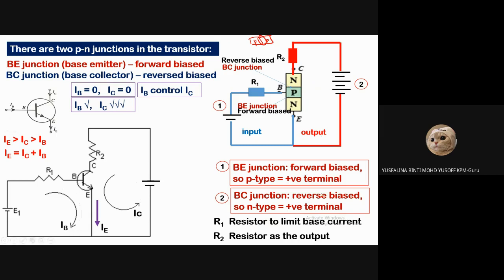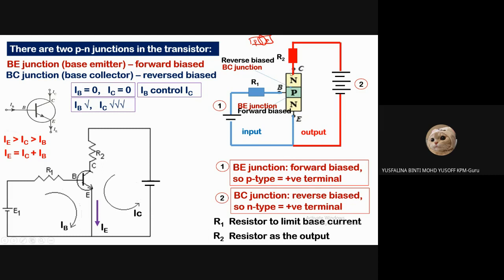Okay, so the next part says here, IB is equal to 0, so IC also must be 0 because IB controls IC. Like I told you just now, the important part in the transistor is the middle part, the base. So the base controls the collector current here. If there is no current flowing to the base, that means at the collector there will also be no current flowing through it.